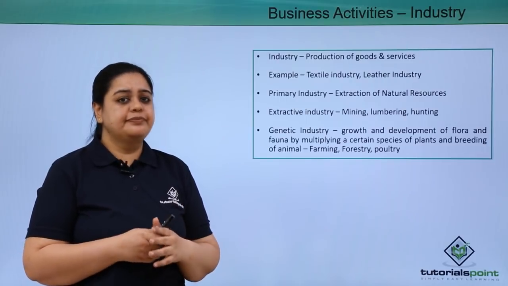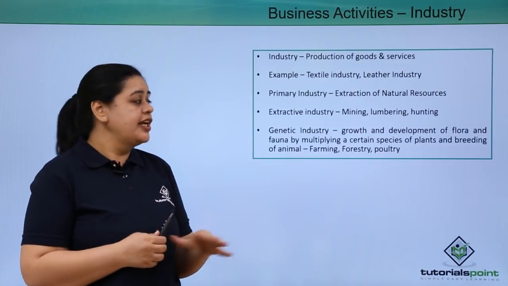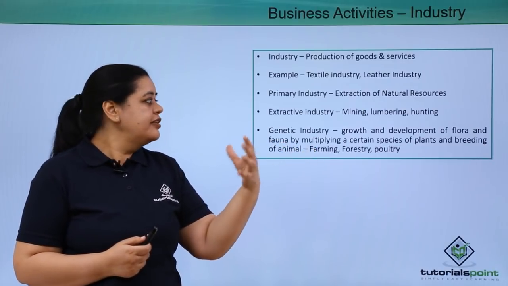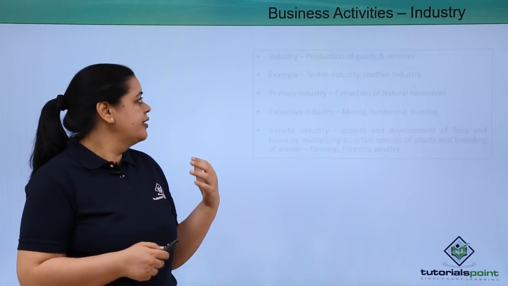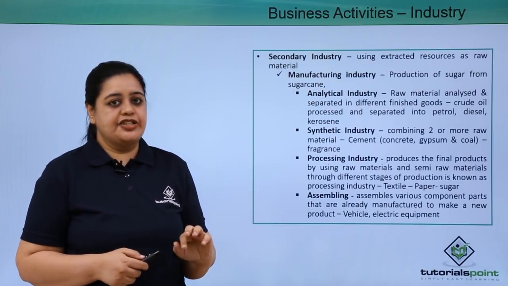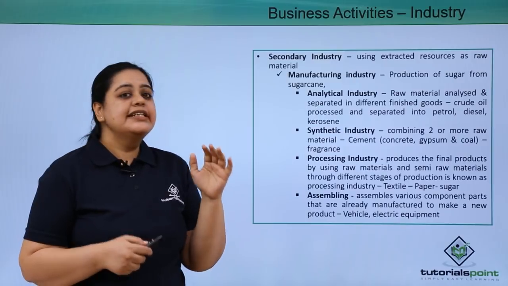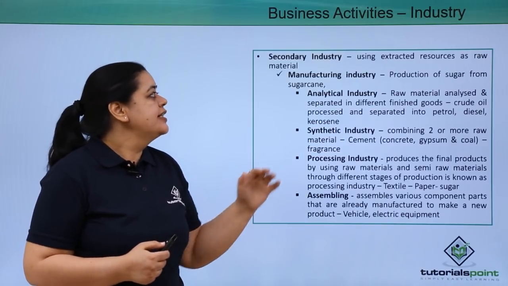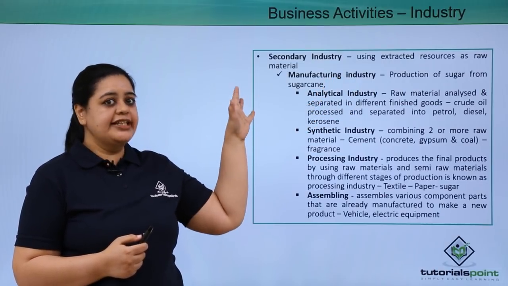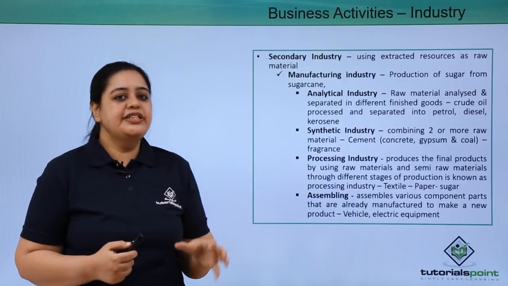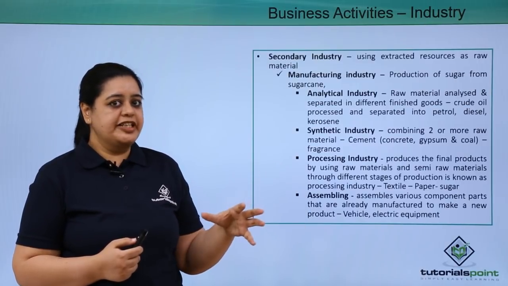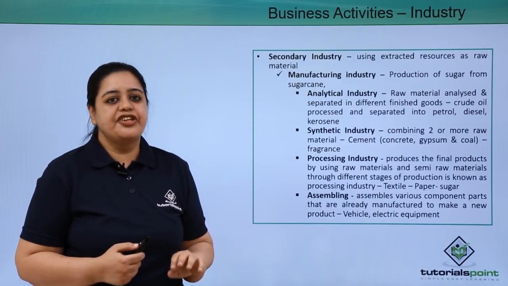Always remember, extractive is when you extract the natural resources, whereas in genetic industry you grow a certain kind of plant or animal for the purpose of business. Now moving further, we have the secondary industry. You remember after primary we had the secondary industry. What is secondary industry? Here the resources which we extracted under the primary industry would be used as raw materials. So if a business is using those as raw materials, it will be classified under secondary industry.